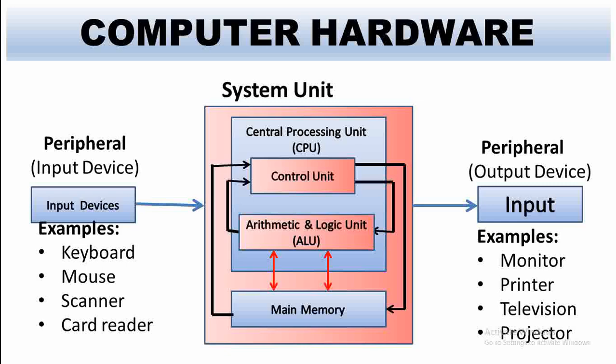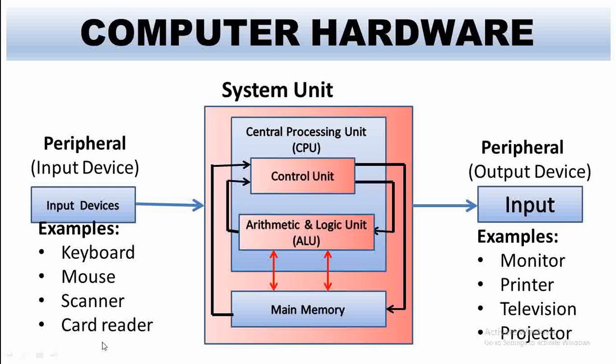In summary, this is the summarized structure of the computer hardware. You can see the system unit in the middle. We have the input device at the left side, and we have the output device, with examples of them. Input devices include the keyboard, mouse, and scanner. If we want to scan a document or a picture into the computer system, the scanner is used. They are all input devices, including the card reader that we use to read codes.